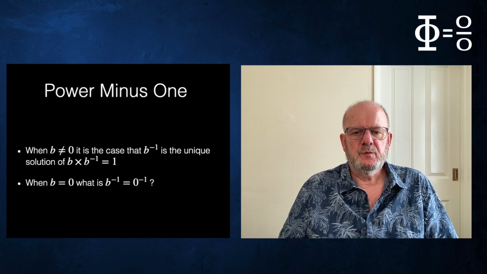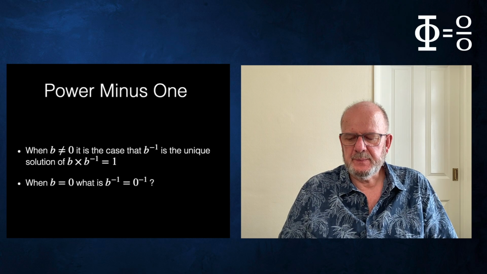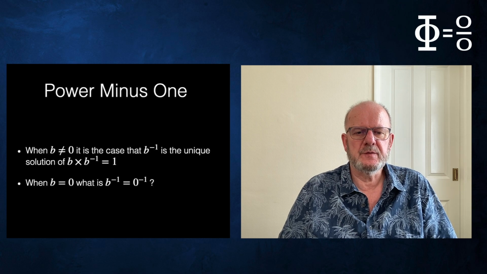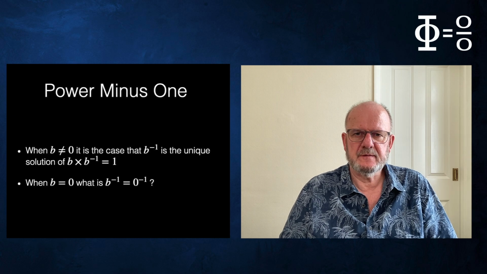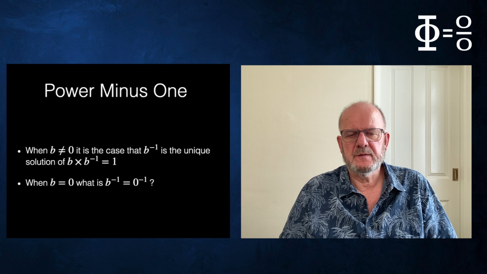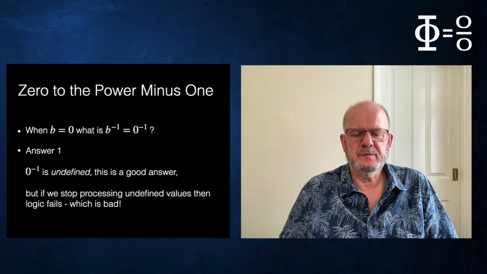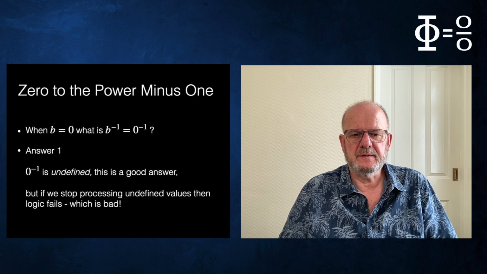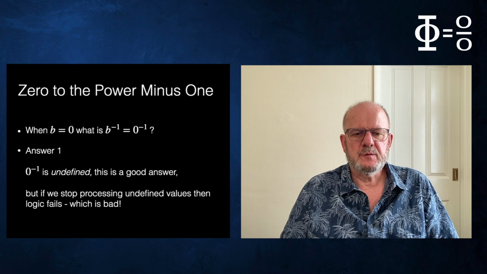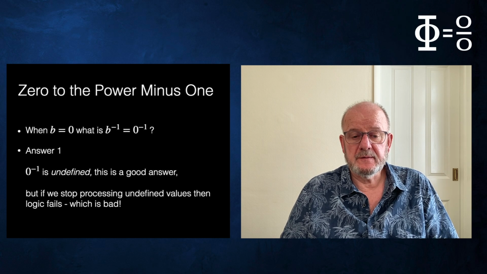Now, this question of what is 0 to the power minus 1 has been debated in different forms for over 1,500 years, and there are a number of different answers. I'm going to concentrate on the answers that have been given in the last 150 years. The first answer, when b equals 0, what is b to the power minus 1? In other words, what is 0 to the power minus 1, is to say that 0 to the power minus 1 is undefined.